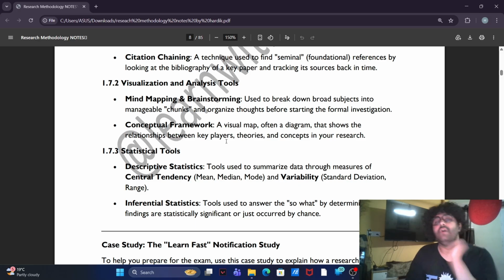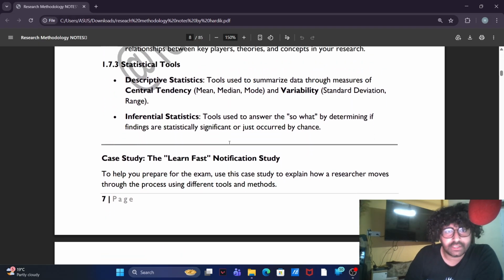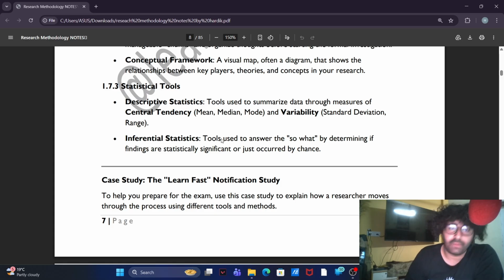Conceptual framework: a visual map, often a diagram, that shows the relationship between key players, theories, and concepts in your research. Statistical tools: descriptive statistics and inferential statistics. Let's discuss them one by one.